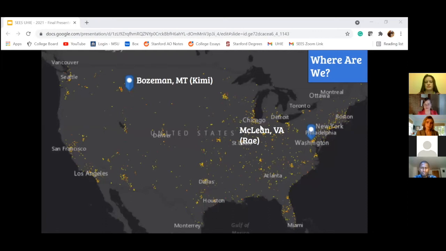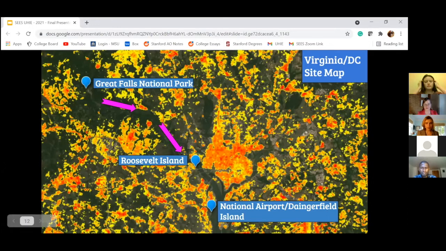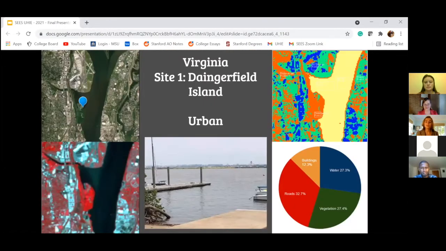On this slide, you can see a map of Washington, D.C., my local area. That anatomically correct heart shape in the center is D.C. itself. The sites are represented by the pins. Great Falls National Park is rural, Roosevelt Island semi-urban, and National is urban. On the next slide, here we have some satellite imagery of my urban location. In the top left is an image of the site taken from ArcGIS. You can see National Airport in the top and the data site pinned in blue.